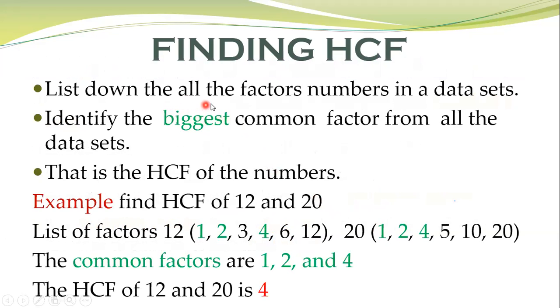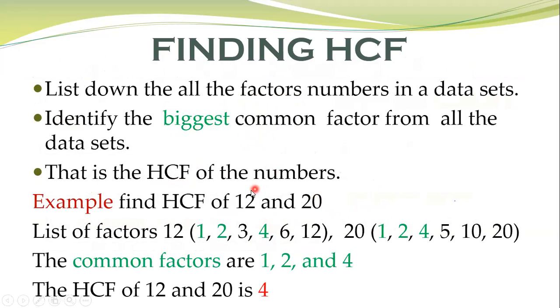This is how we find the highest common factor. First, we list the factors of all the numbers in the data sets. Then we identify the biggest common factor from all the sets. That biggest number will be the highest common factor.